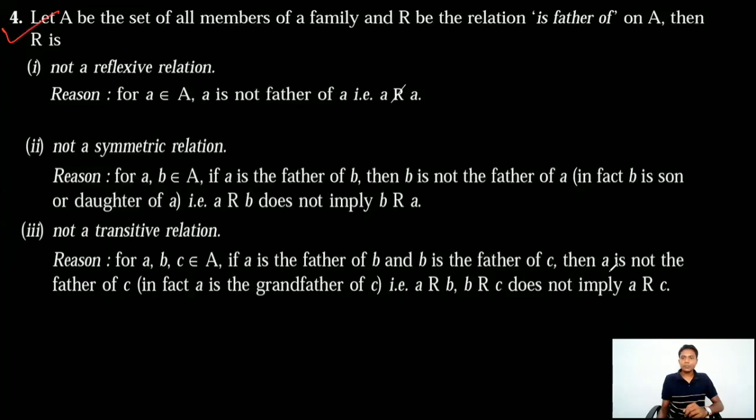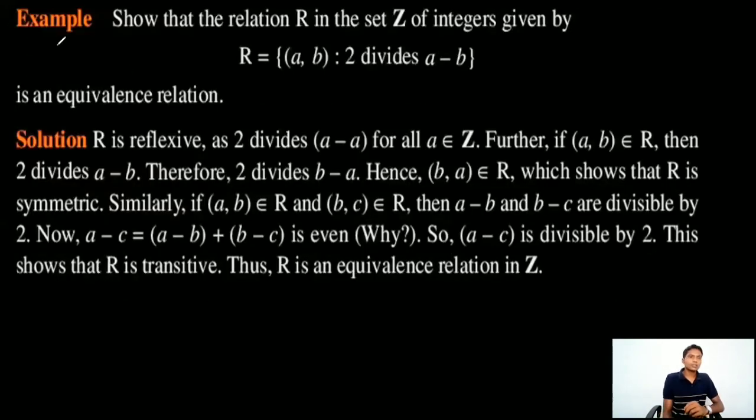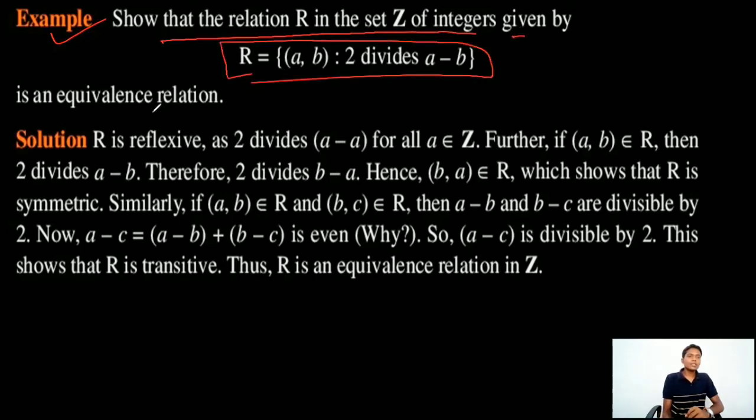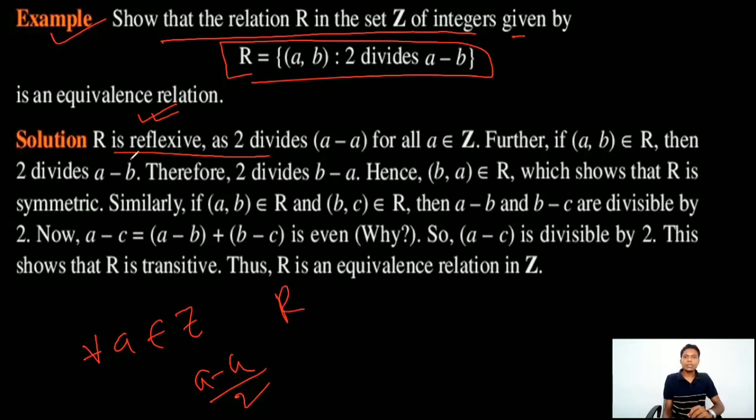Now coming to equivalence relation, some examples related to equivalence relation. Show that the relation R on Z, the integer set, given by this definition of R, is an equivalence relation. Obviously this will be an equivalence relation. For all a belonging to Z, a minus a is easily divisible by 2. So our relation R is a reflexive relation.